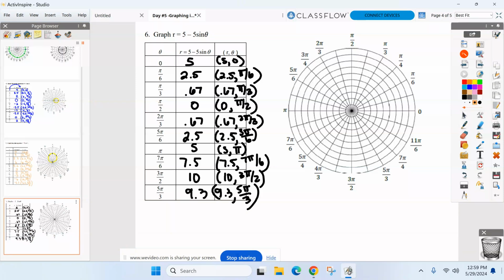Ready to roll? Again, take your time here, because you're gonna have to graph a lot of points. They're not gonna start repeating again.